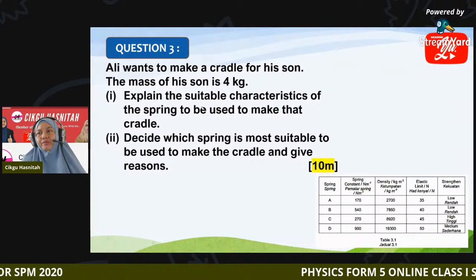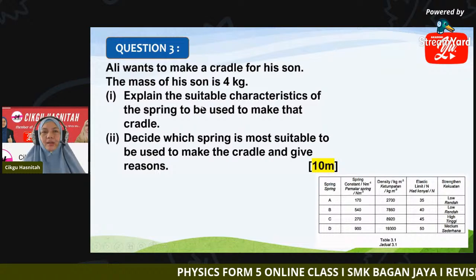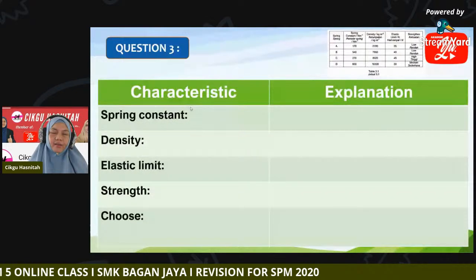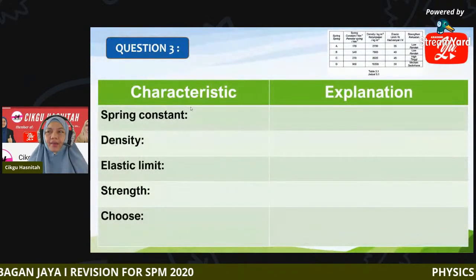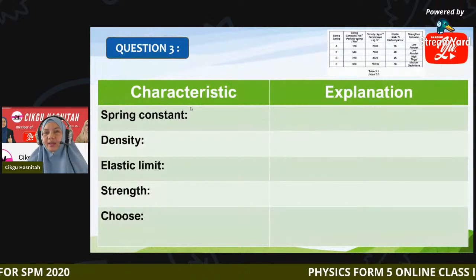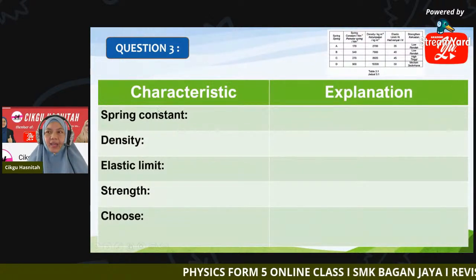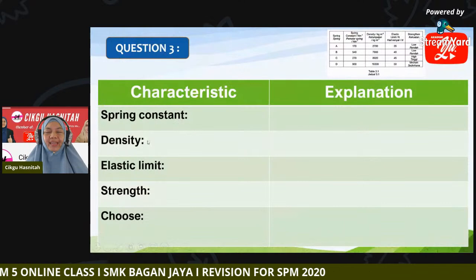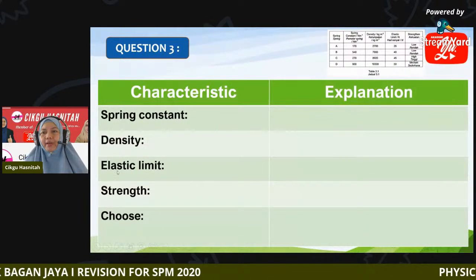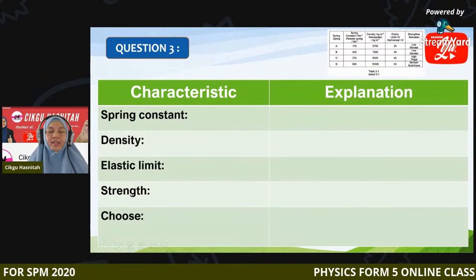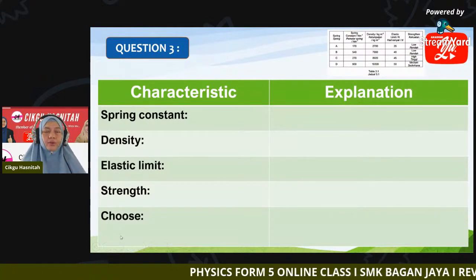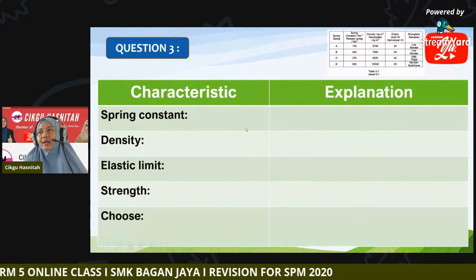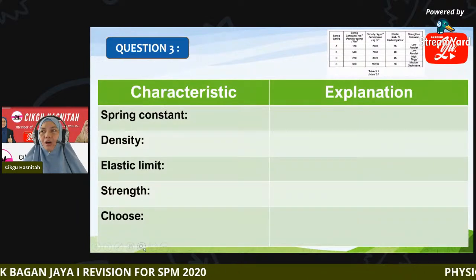Okay, so first what we do, as usual, we form a table of characteristic and explanation. Form your table of characteristic and explanation. So these are all the characteristics discussed. Spring constant, you write them first. Density. Then we have elastic limit. Number 4 is the strength. And finally, which spring we choose. All right, so this is the proper table you can show. Again, these are the characteristics of the spring given on top.